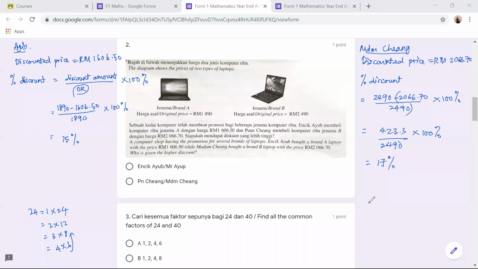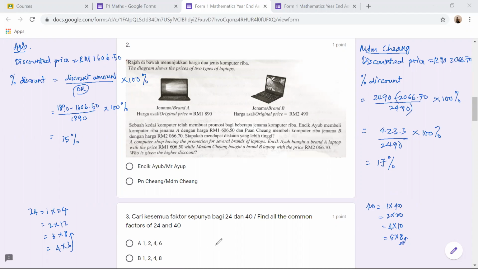On the other hand, to find the factors of 40, so 1 times 40, and then 2 times 20, 3 cannot, and then 4 times 10, 5 times 8, and then 6 cannot, 7 cannot, 8. So we see 8 here, so we stop here.